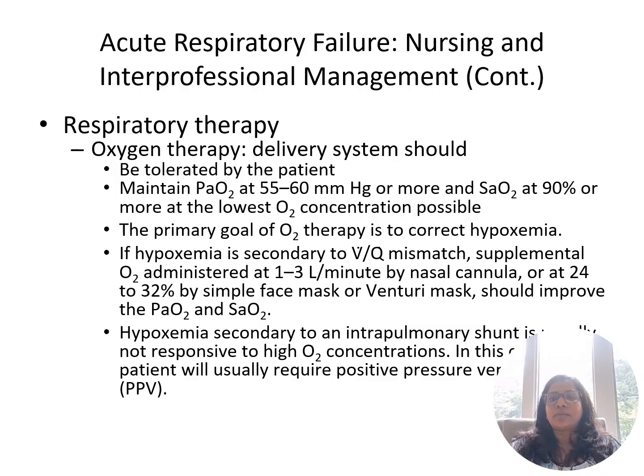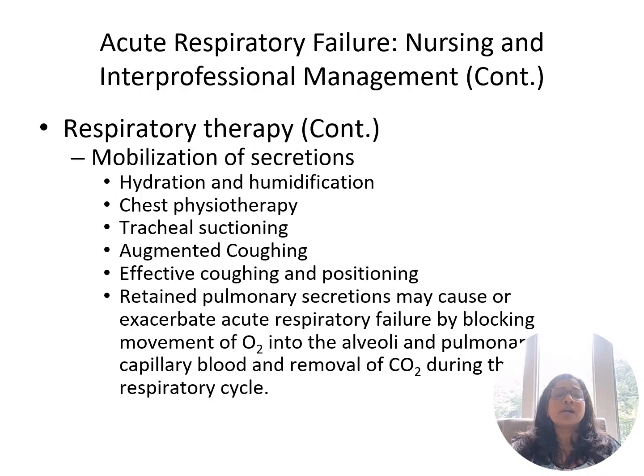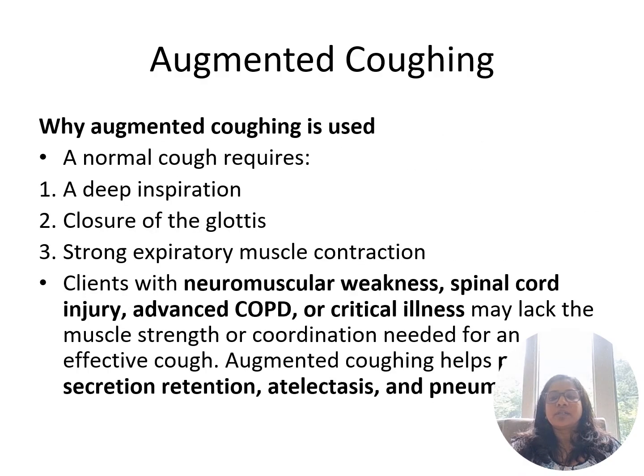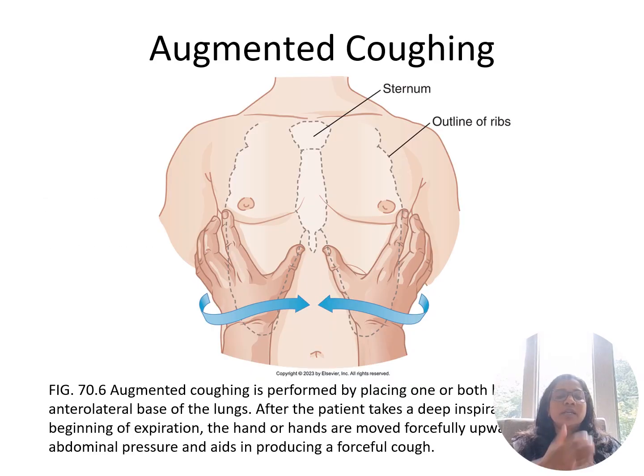That's just a practical application of that. Now, other things which we can do is mobilization of secretions, so suctioning, augmented coughing, postural drainage, etc. So suction, augmented coughing is cough assist machines. We use that to help them clear their secretions. So normal cough requires a deep inspiration, closure of the glottis, and strong expiratory contraction. So sometimes the respiratory therapist will give percussions to do augmented coughing.